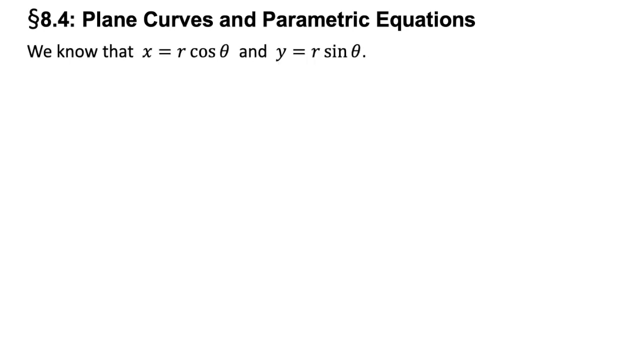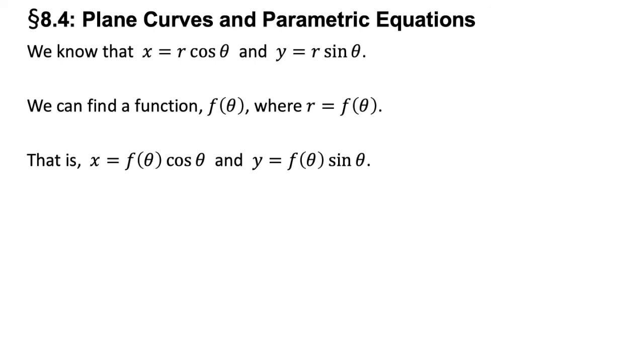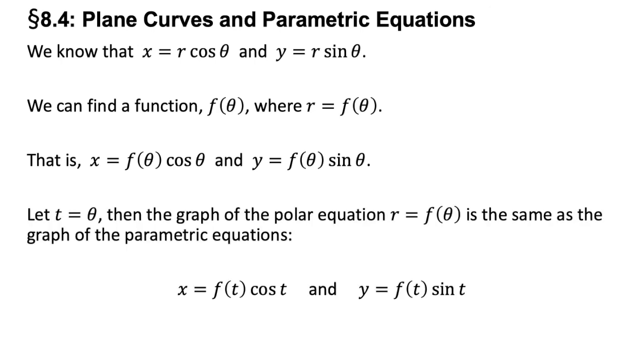So given x = r cosine theta and y = r sine theta, we can find a function f of theta where r = f(theta). That is, x = f(theta) cosine theta and y = f(theta) sine theta. Now replacing theta with t, we get parametric equations x = f(t) cosine t and y = f(t) sine t.